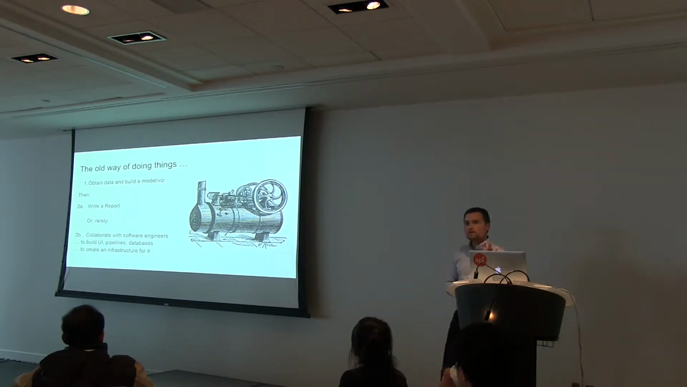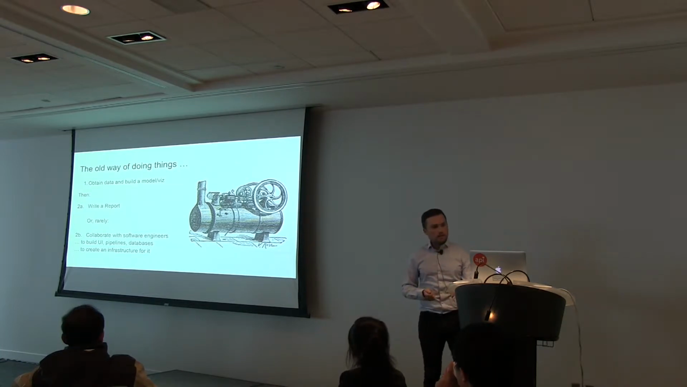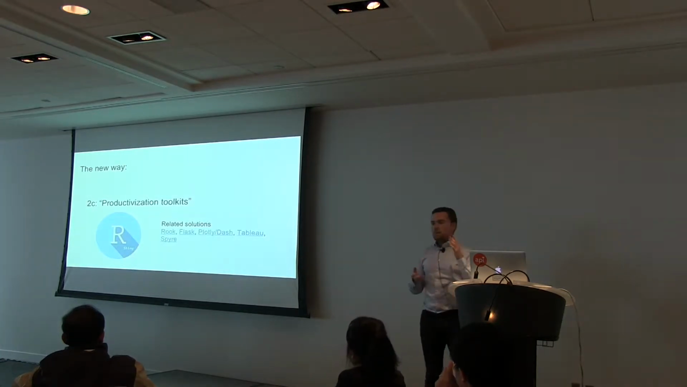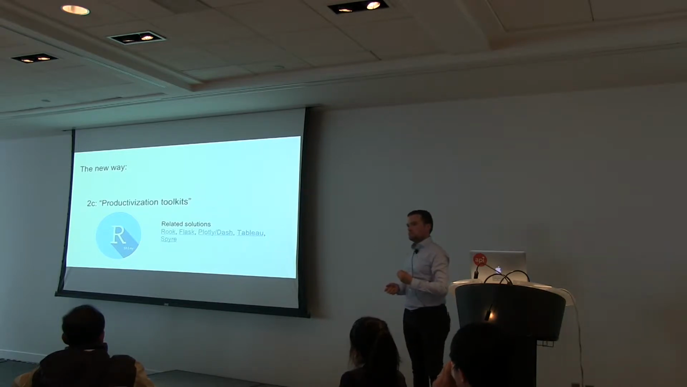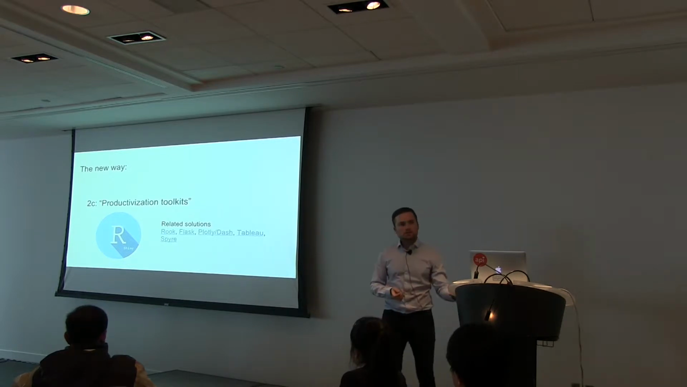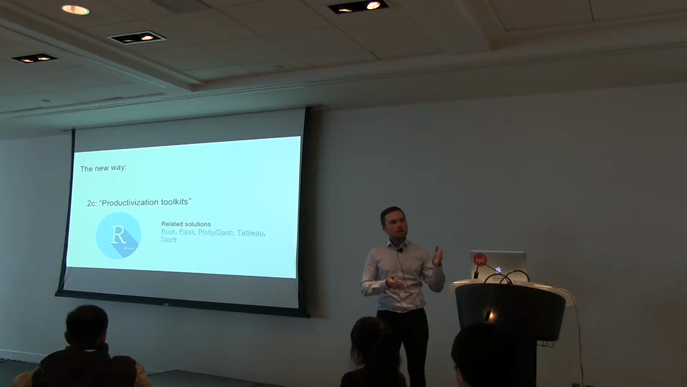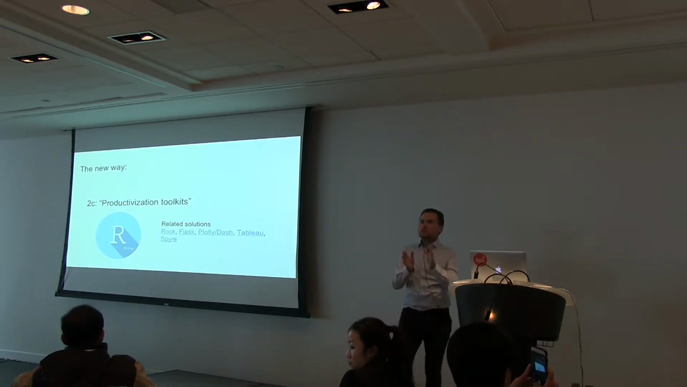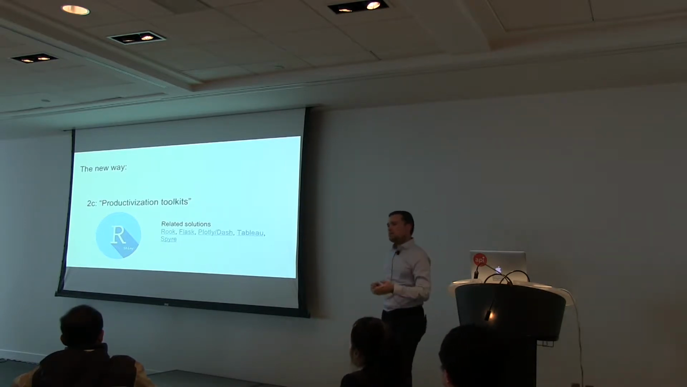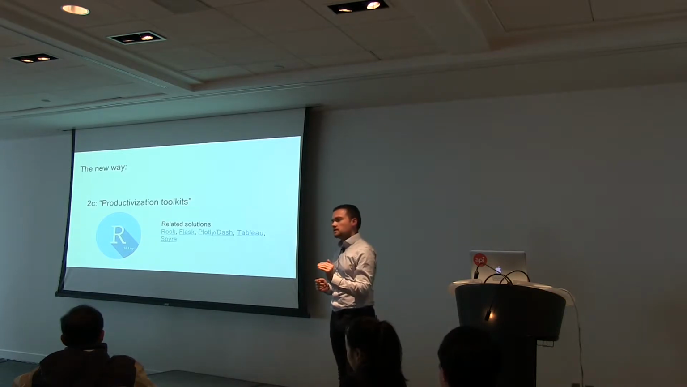So now there is a new pathway. That is a pathway which I'm going to call productization toolkits. So 2C is what my talk is all about. 2C is a smaller evolution. Those productization toolkits give you, the data scientist, a way of creating a product.